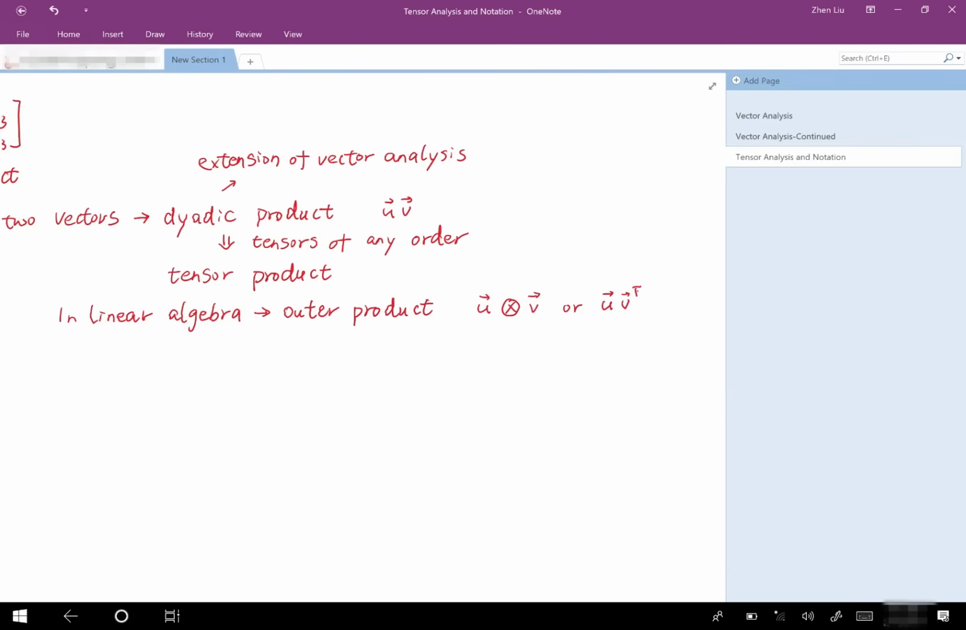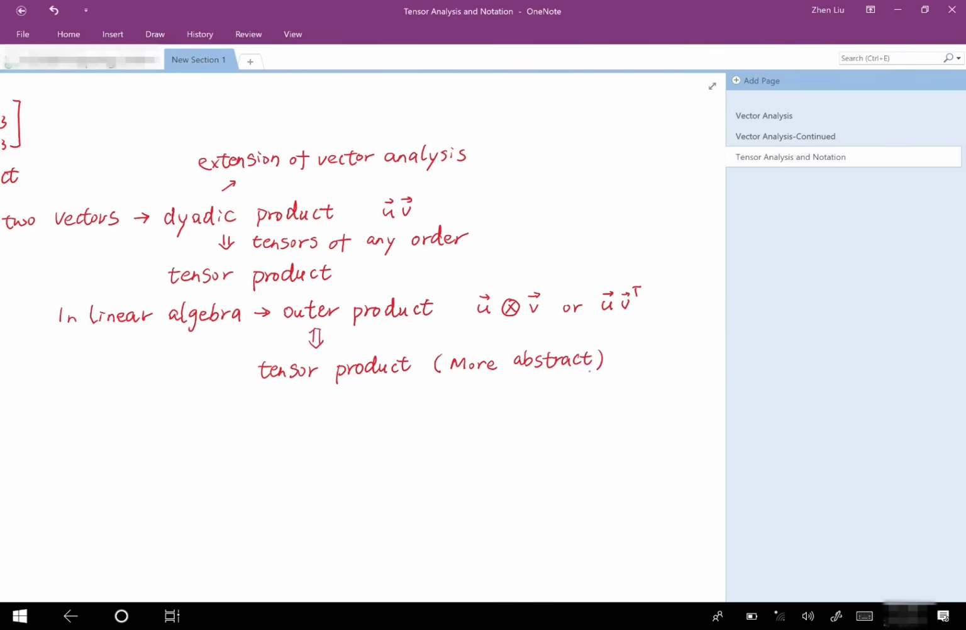But the concept of outer product usually is discussed in the area of linear algebra, and tensor product is more abstract. So it's interchangeable, but this one is more abstract. And here you say that, oh, here we have an outer product. Do we have an inner product?